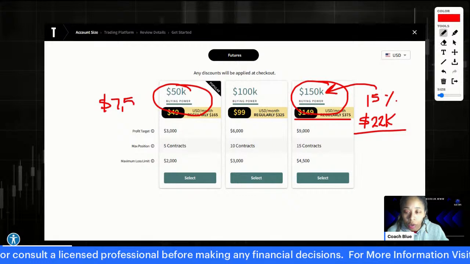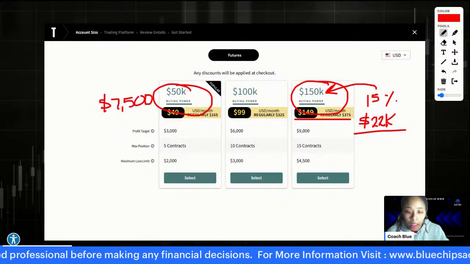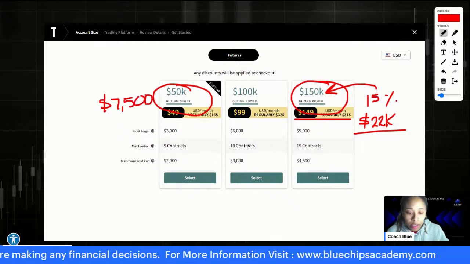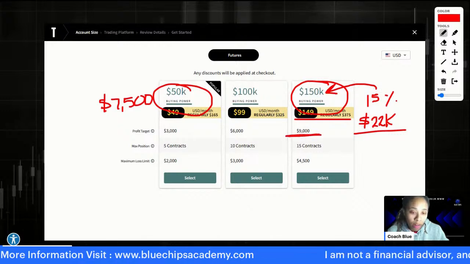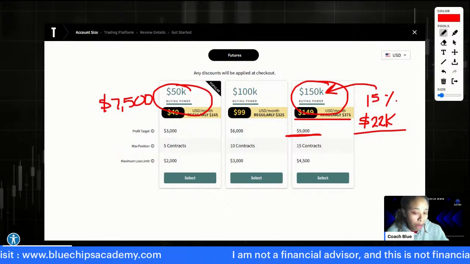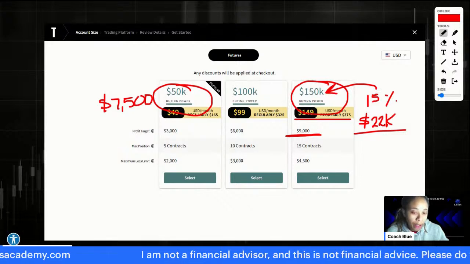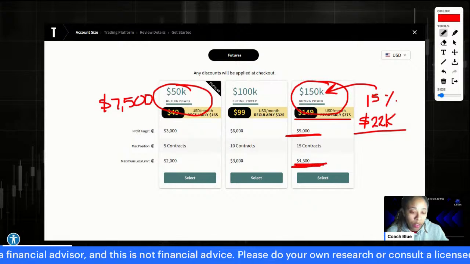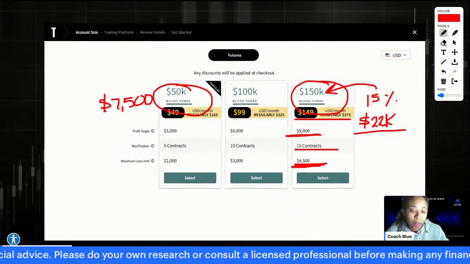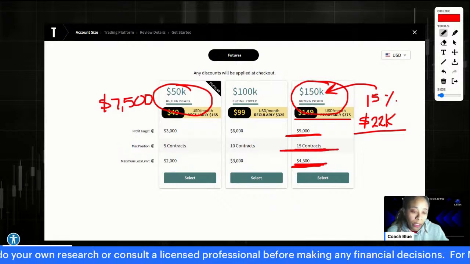Okay, so with that being said, with the $150,000 account, you have to make $9,000 in profit. So you have to turn this $150,000 into $159,000. And you can't lose more than $4,500. All right, can't lose more than $4,500. So the maximum contracts you can use is 15 contracts.